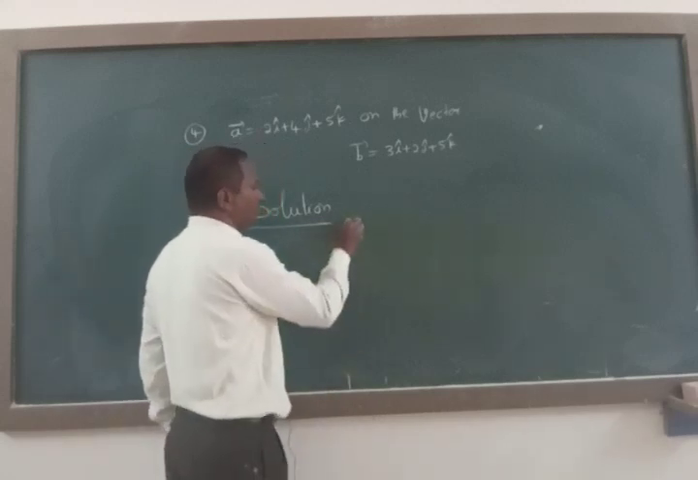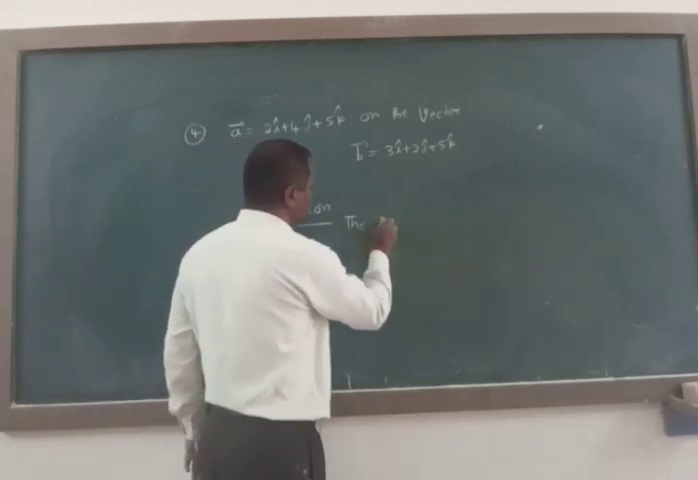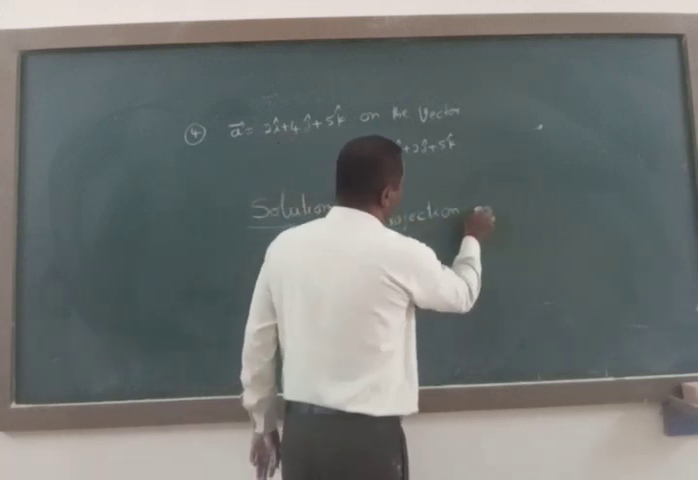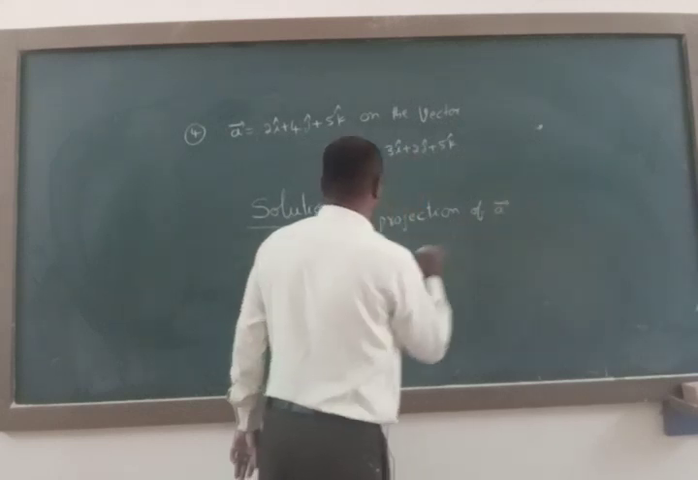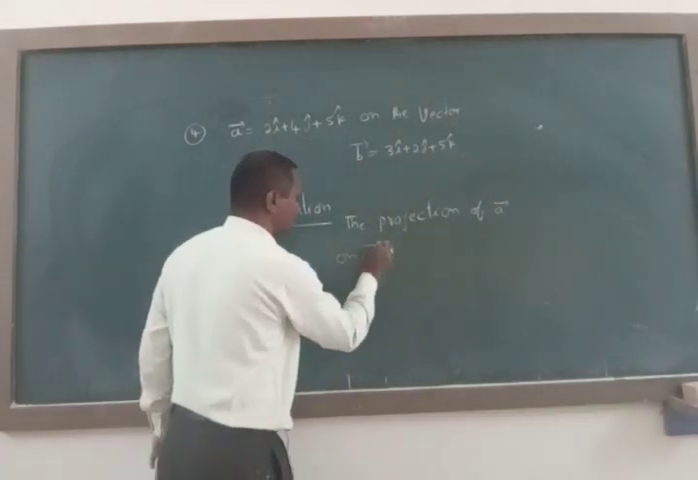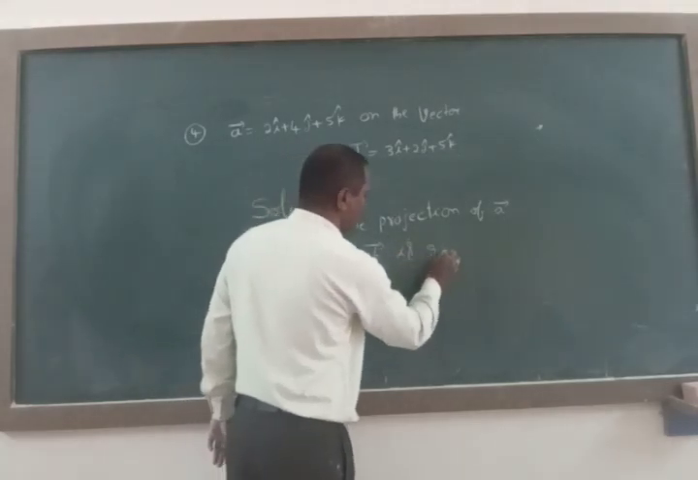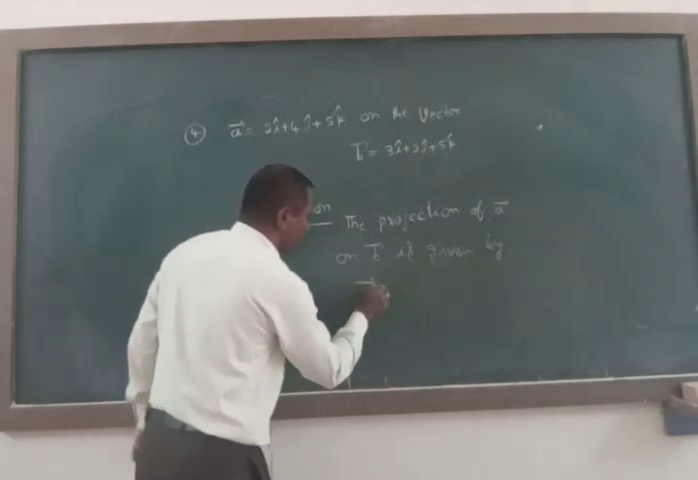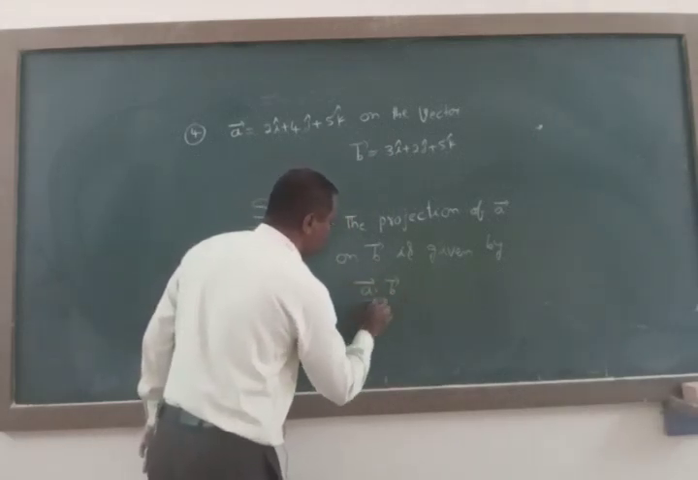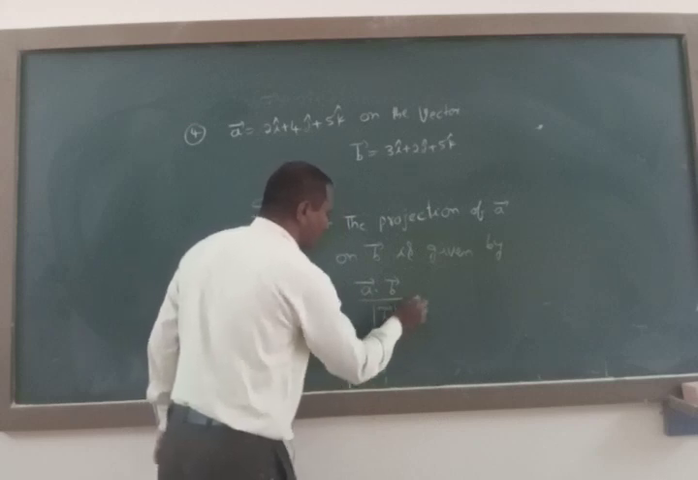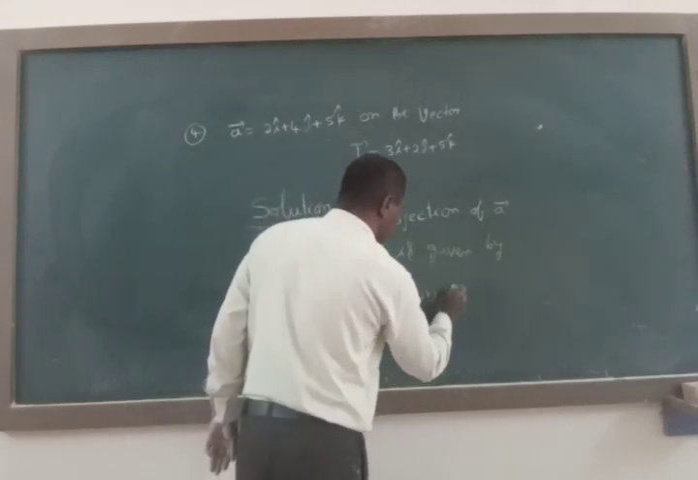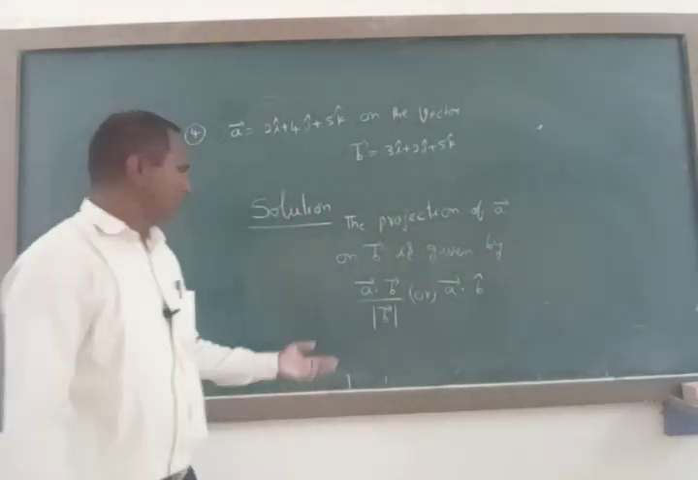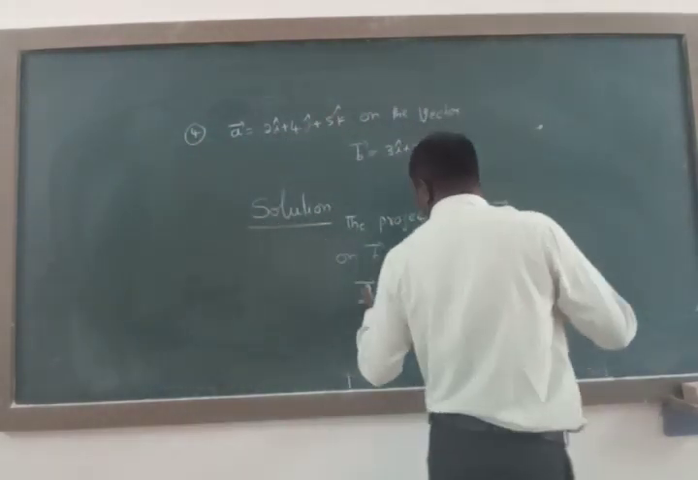the projection of a bar on b bar is given by a bar dot b bar whole dividing by magnitude of b bar. Or we can write this, as I already told in the shortcut way, a bar dot b cap. You can apply this formula, it becomes very simple for us.